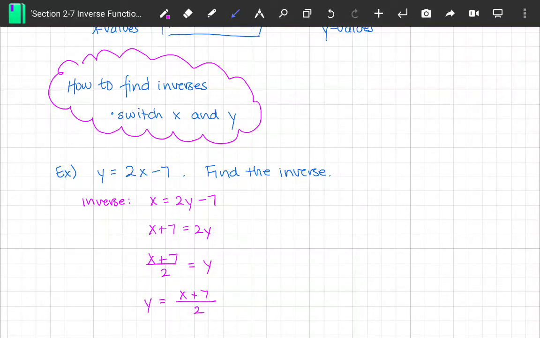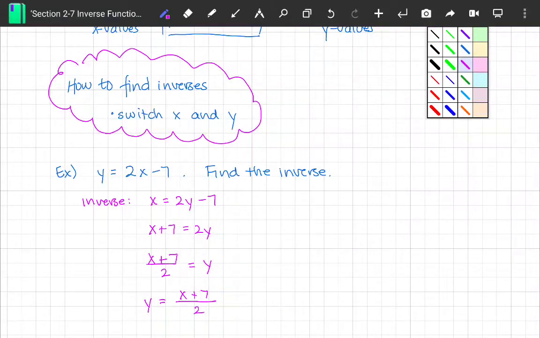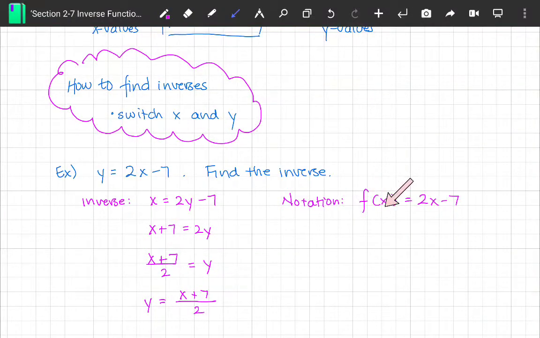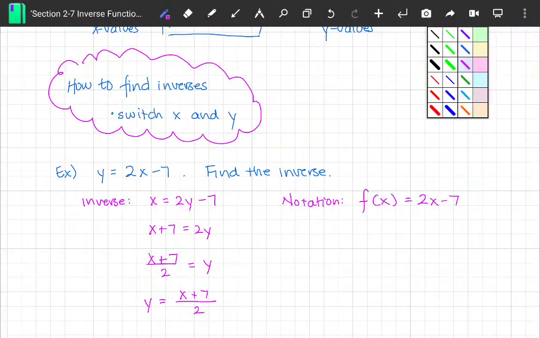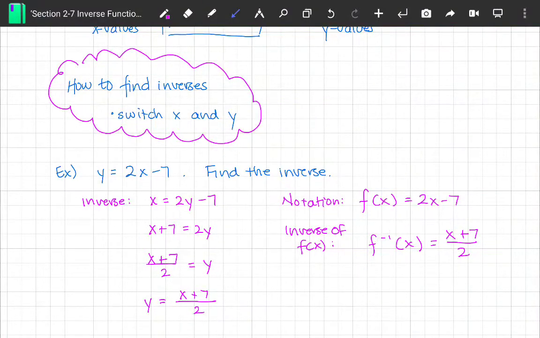And there we go. Now, a little note about notation. As far as notation goes, let's say I started with f of x equals 2x minus 7. So I actually used my function notation. Then the notation for the inverse of f of x, it looks like this. And then I'll go ahead and write that part there.